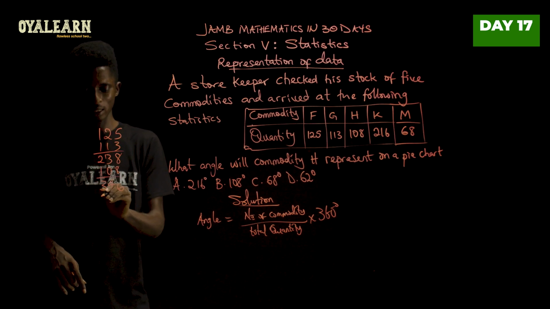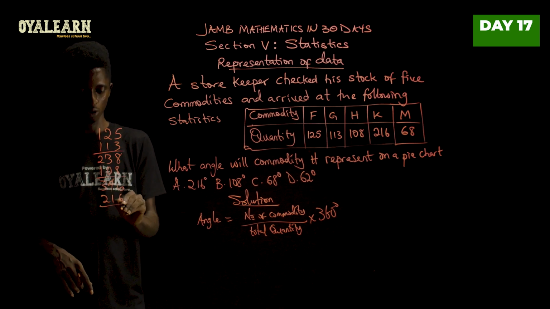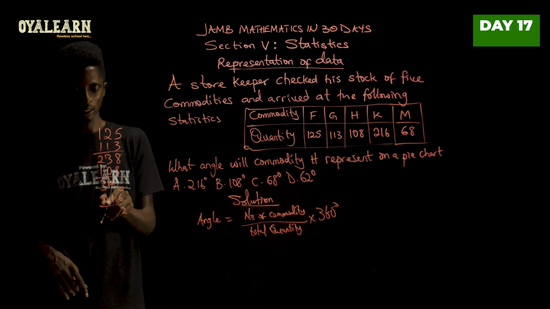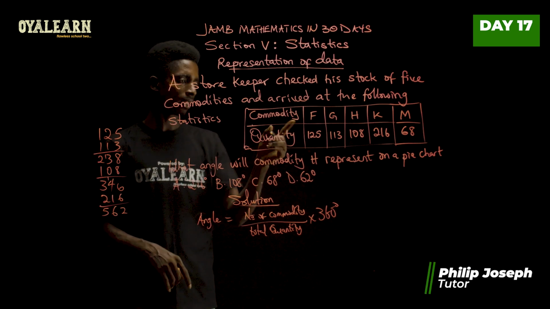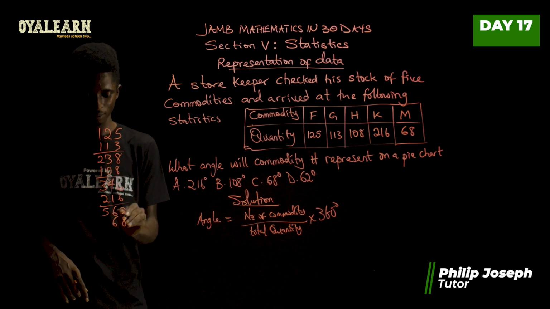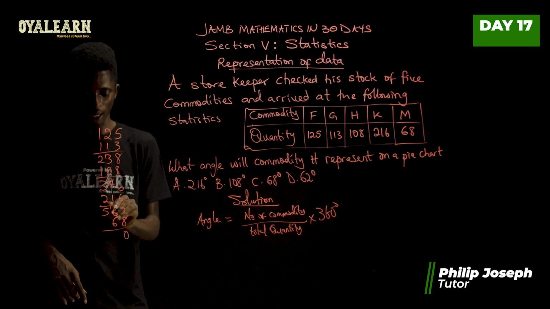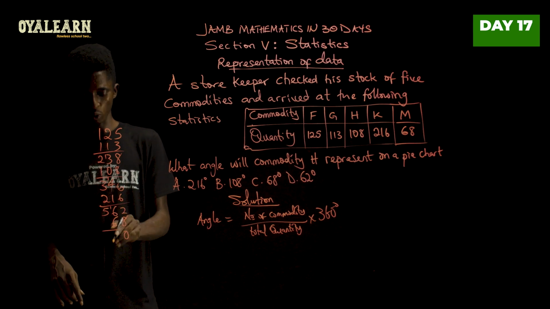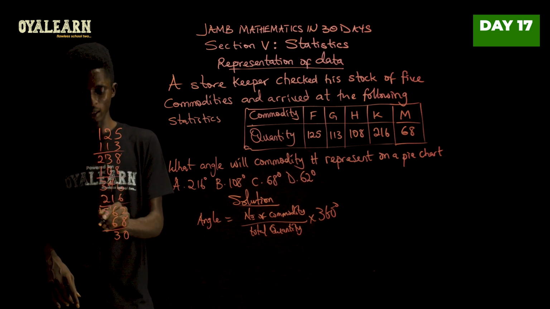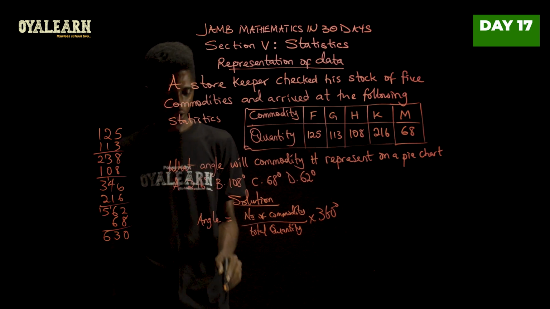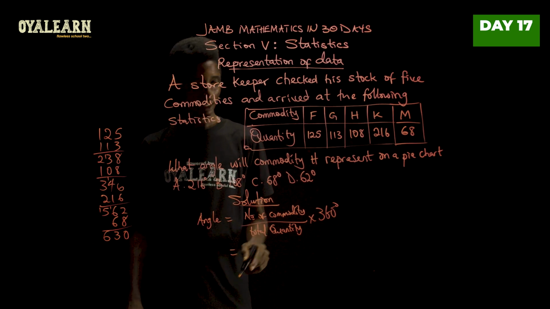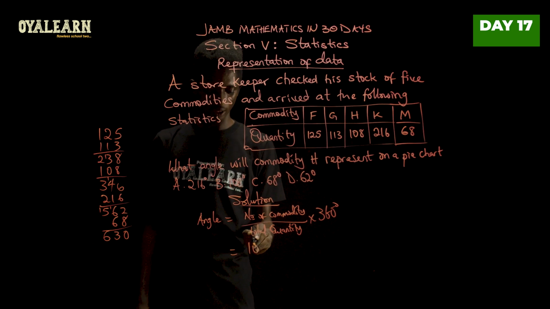Plus 216: 2, carry 1. This will become 6, and then this is 5. And then finally we add 68. This is 0, carry 1. 12 plus 1, that's 13. So 3, carry 1, and then this is 6. So 630 in total. So the angle would then be, now commodity H is 108 divided by 630.